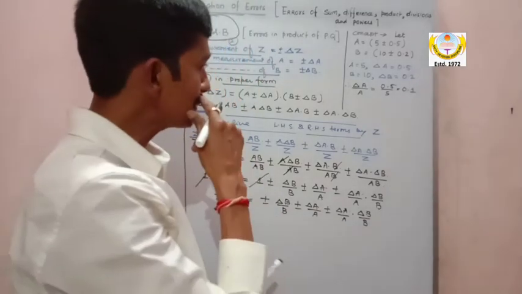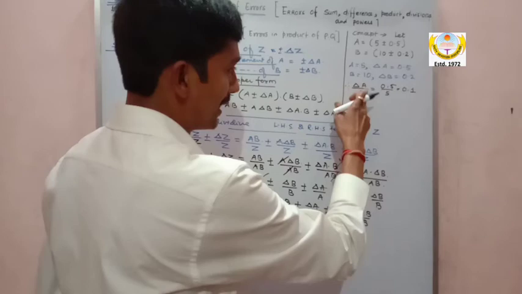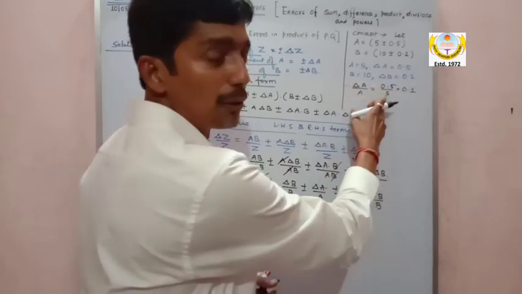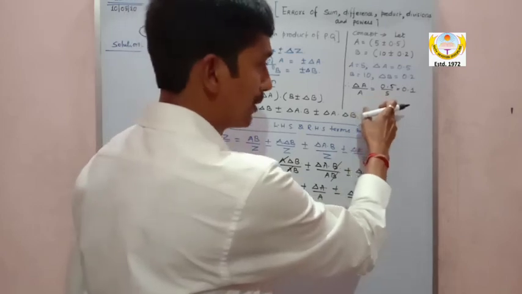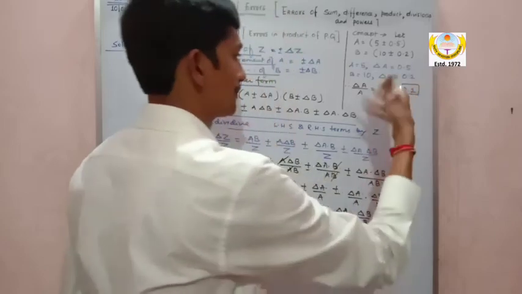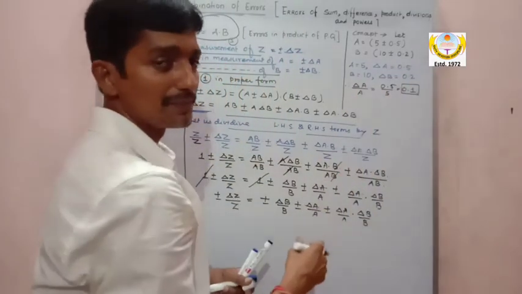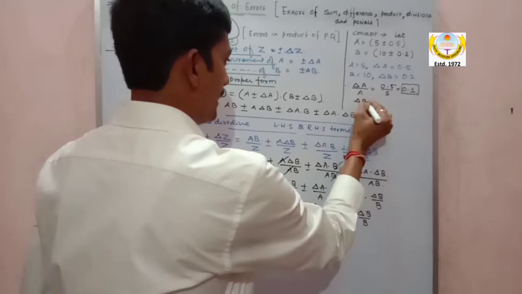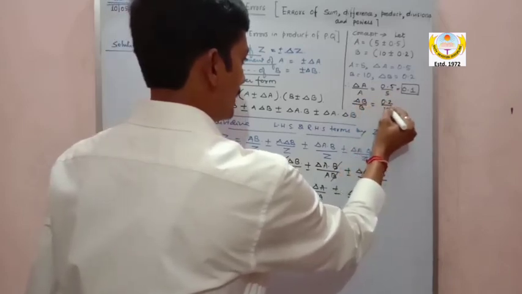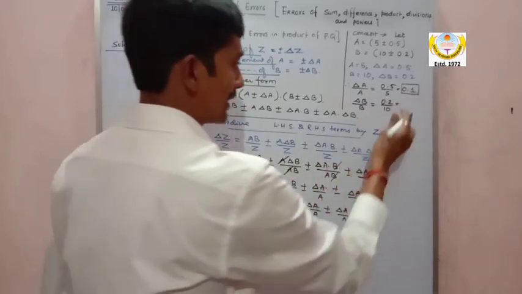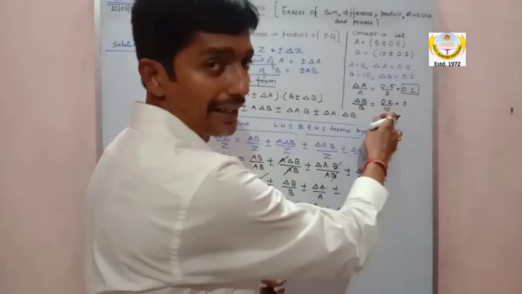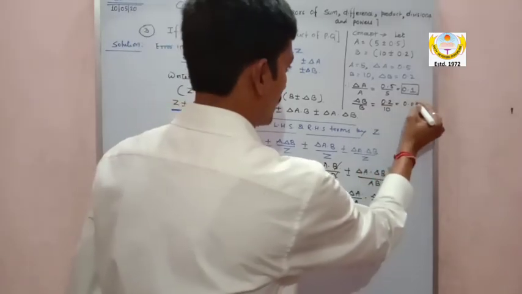So what is happening here? As soon as you find del A by A, the error is less and the true value is more. So the denominator is very high, and the answer becomes very small. The final answer is less; it came to 0.1. And del B upon B will be 0.2 divided by 10. That is 2 by 100, and the answer will become 0.02.